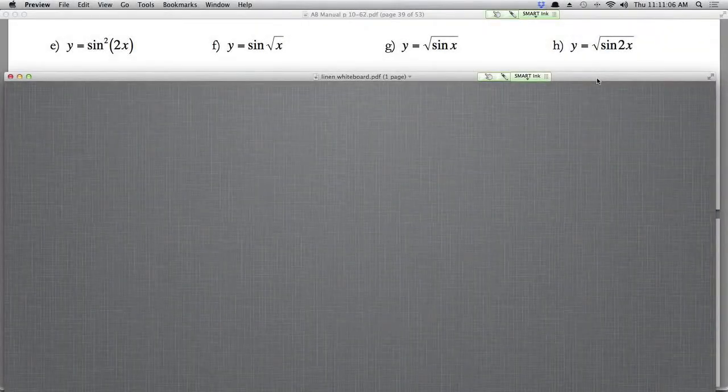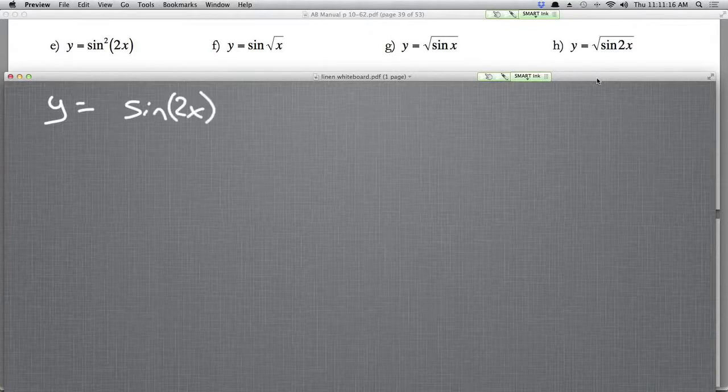Okay, let's talk about E. I have y equals sine squared of 2x. I've got double chain. First thing it's probably best to do on these problems is rewrite it. Because if I rewrite it, that's what I'm looking at. So I've got double chain. Why do I have double chain? You have something inside of something. I got sine inside of the power, and then I've got 2x inside of the sine.